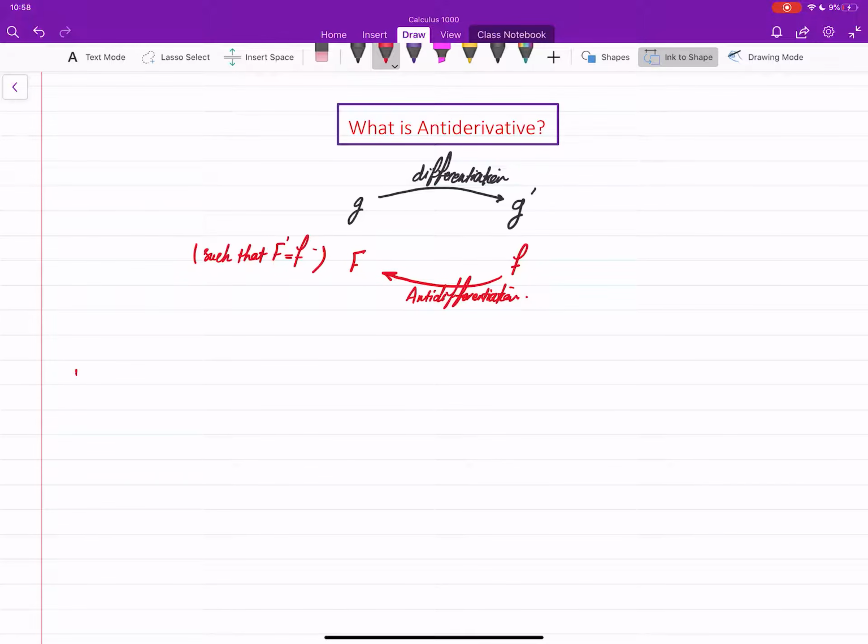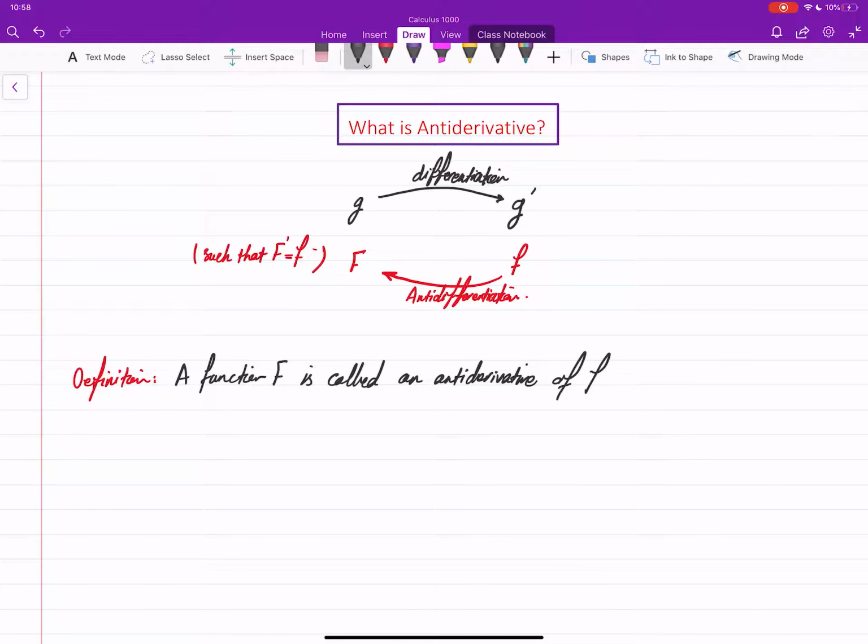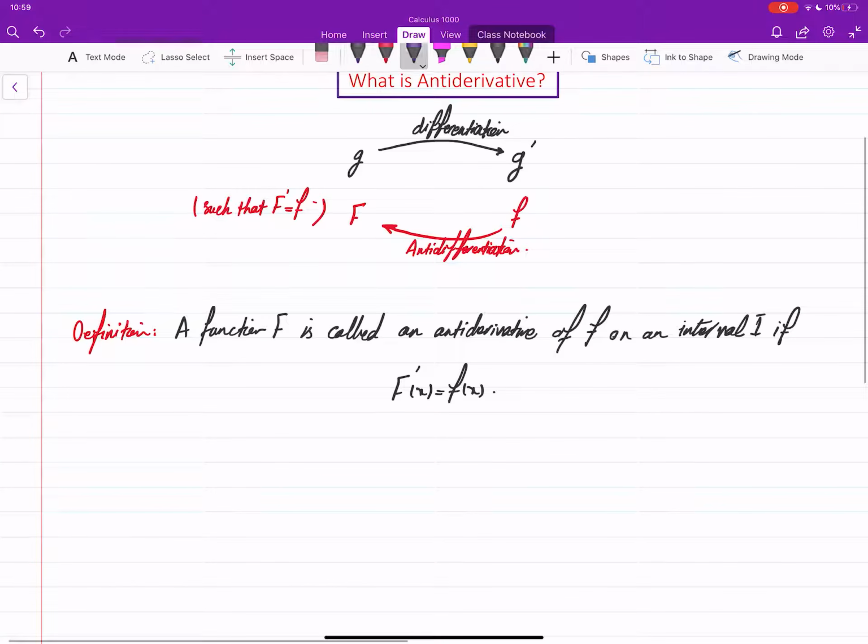And let me start with the definition of what an antiderivative is. A function, capital F, is called an antiderivative of lowercase f, a given function, on an interval I, or on a domain, if the derivative of capital F is equal to lowercase f. So we are looking backwards. We are trying to find a function whose derivative is the given function. We are not differentiating.